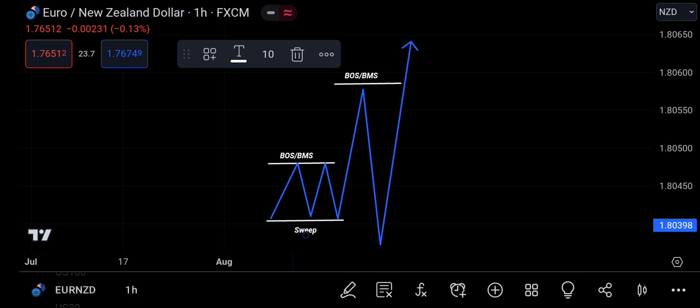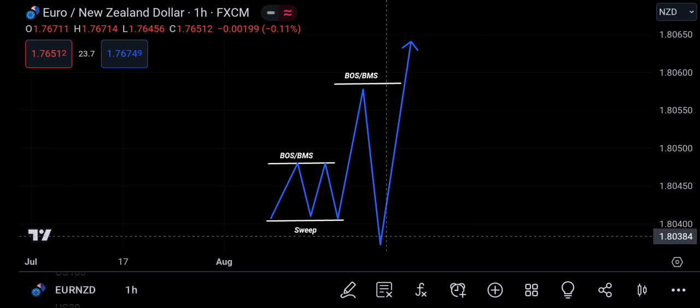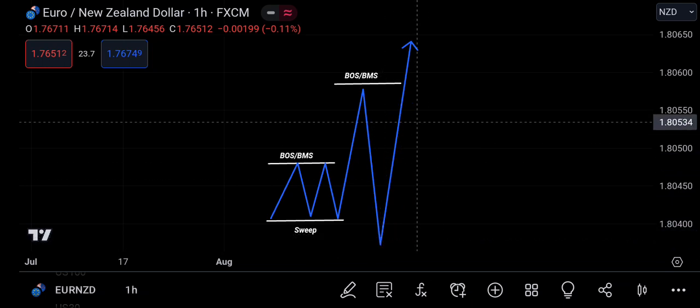Also in the future, guys, we're going to be teaching you how to use these levels, because this is a level we're going to be targeting in order to enter into the market and take it to the highs.